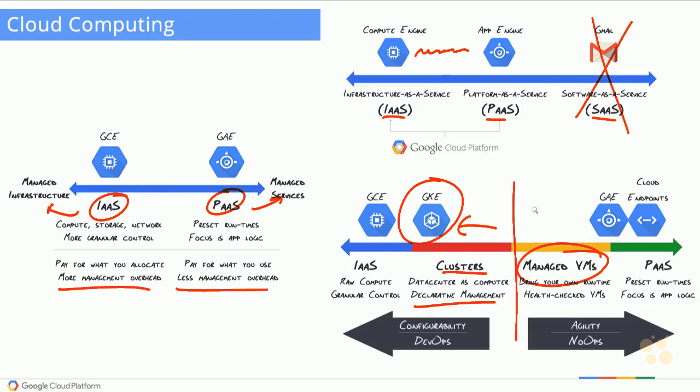We also have things like managed VMs, which is in the middle, but still more towards the platform as a service side of the spectrum. This is what allows us to have a little bit more control over the runtimes. So if you're an App Engine user and you wanted some of those Compute Engine features, that's managed VMs, the best of both worlds. And on the extreme end of the platform as a service spectrum, we have Cloud Endpoints, which is essentially a way of building our own web service in the cloud and exposing functionality or data through an endpoint.